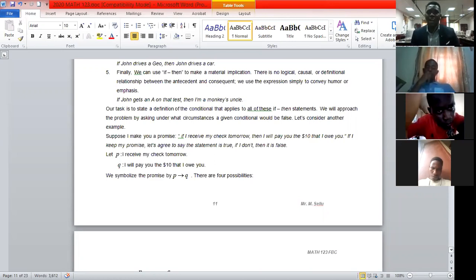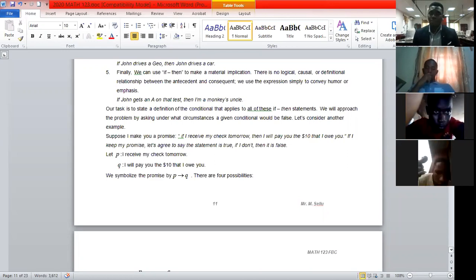Now let's see how we can represent that in terms of the conditional. How do I negate those conditional statements? This is my target today. I want to see how best I can teach the conditional and the other aspects of your content in logic. So P is going to represent I received my check. Q is going to represent I will pay you the $10 I owe you. If we symbolize the promise by P implies Q, there are four possibilities.